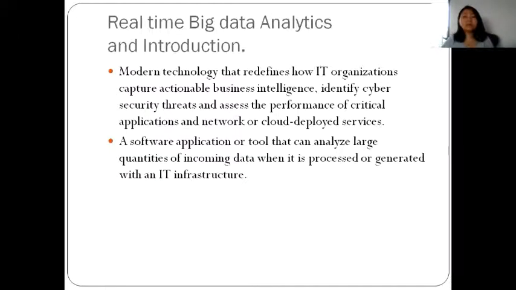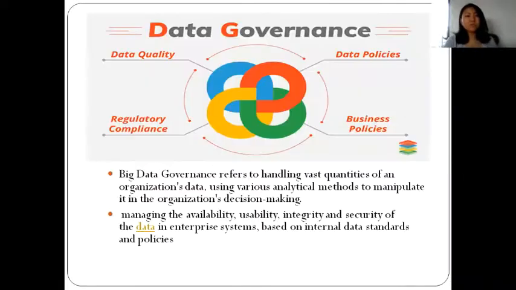Starting with real-time big data analytics and introduction. Real-time big data analytics is known as modern technology that redefines how IT organization captures actionable business intelligence, identifies cybersecurity threats, and access the performance of critical application and network or cloud deployed services. It is also known as software application or tool that can analyze large quantities of incoming data when it is processed or generated with an IT infrastructure.